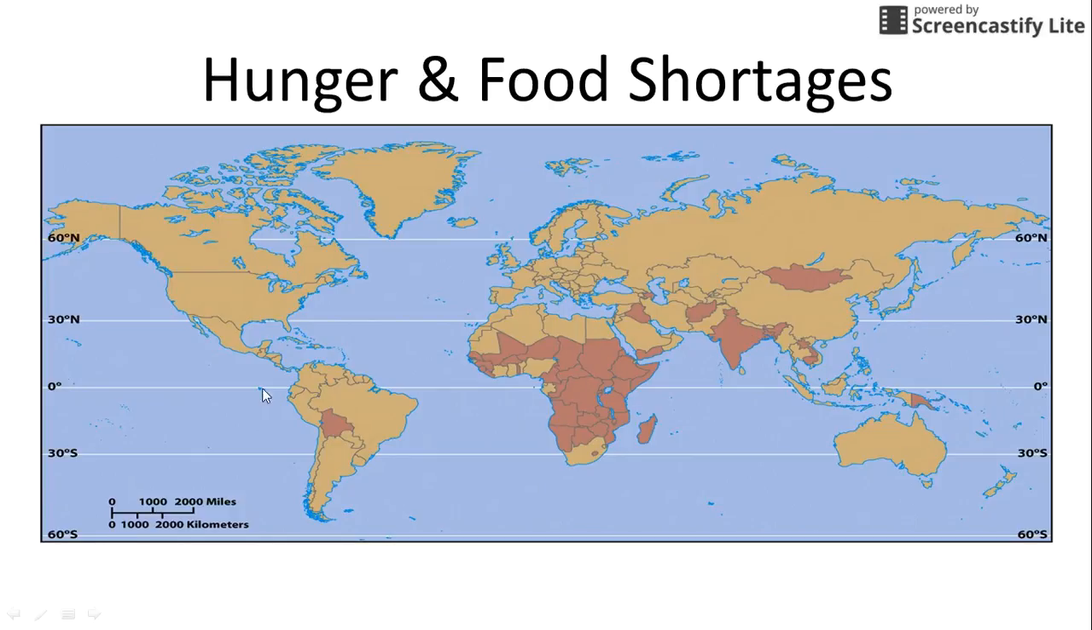I'm sure you can imagine that there are food shortages in the areas you would most expect. And if we were to focus in on our own countries, you would probably see that we actually have food shortages within our own country. But this is a by country map, and so overall, on average, in the US, people really do have plenty of access to food.